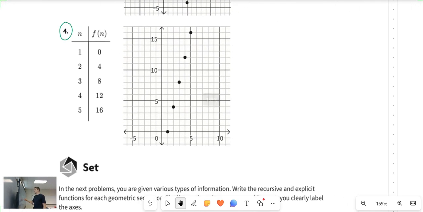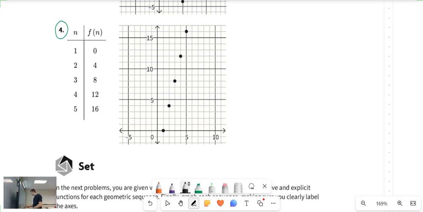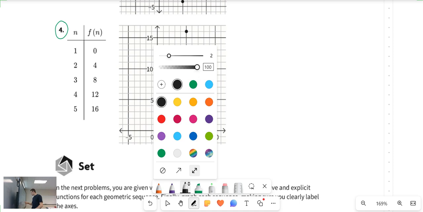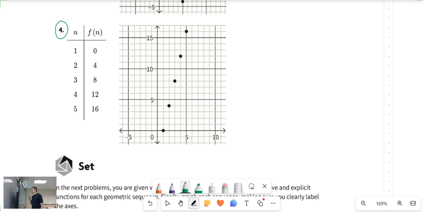Let's zoom in a little bit so we can see really well what's going on. Let's go to our writing, and let's write with green. From our first step to our second, we're going from 0 to 4, so that is plus 4. From 4 to 8, plus 4. From 8 to 12, plus 4. We're seeing plus 4, that's our rate of change, and that's in our f of n function column. We see plus 4, plus 4, plus 4.